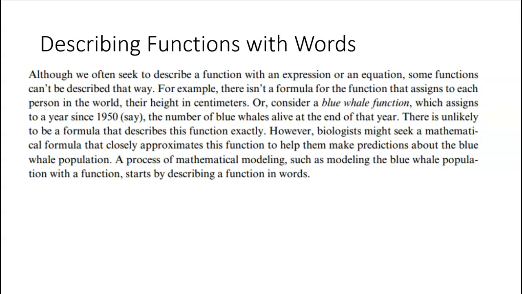So let's look at this blue whale function. It assigns to a year since 1950 the number of blue whales alive at the end of the year. There's unlikely to be a single formula that describes this function exactly, but biologists might seek a formula to closely approximate the function and help them make predictions. That's mathematical modeling. We can model the blue whale population with the function by describing it in words.